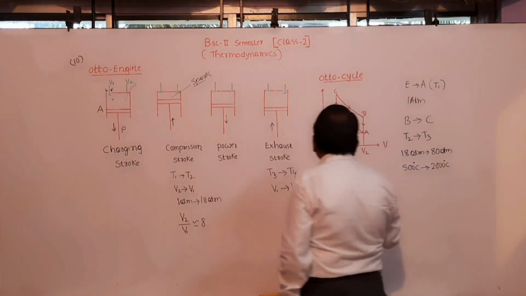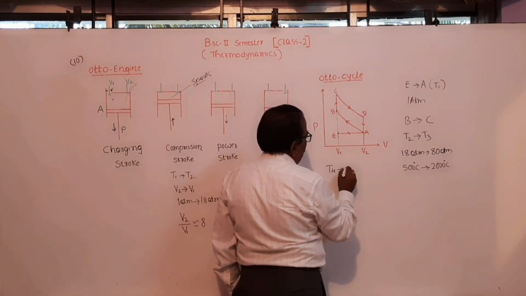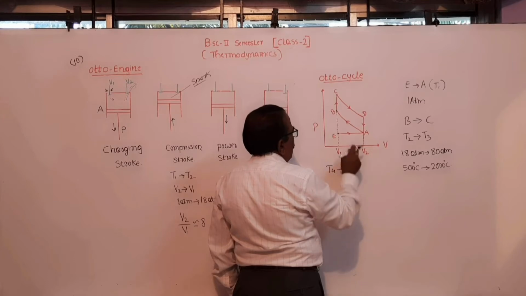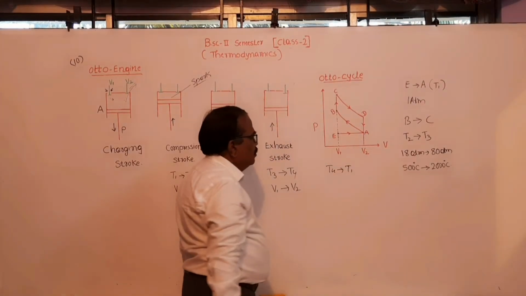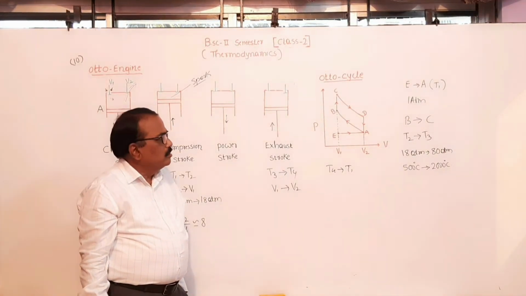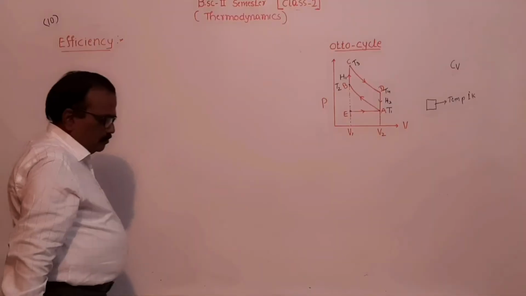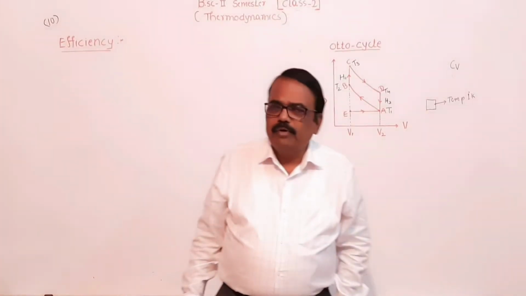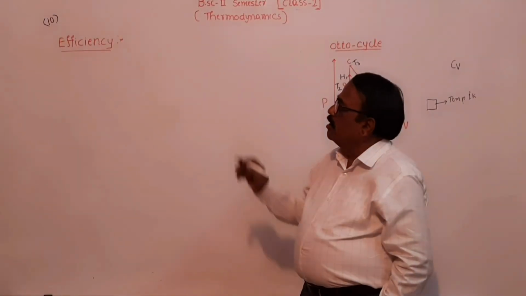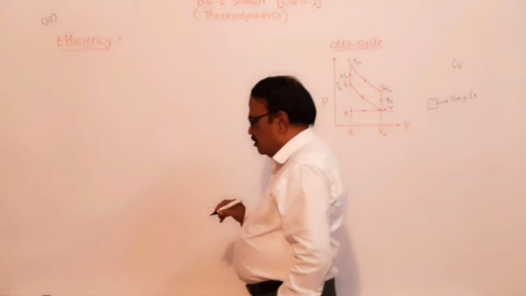At point A, the temperature falls from T4 to T1. The pressure is the same and the volume is V2. This process repeats. Next we have to derive the expression for efficiency of this Otto engine.